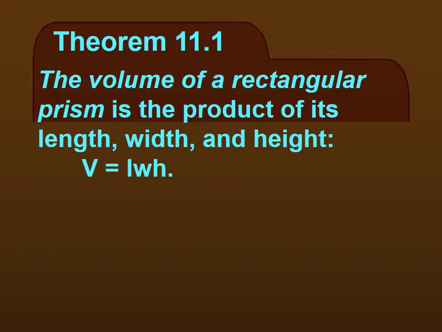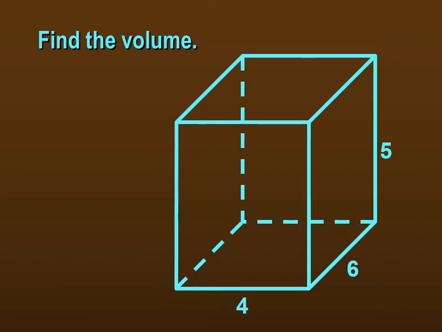All right, let's talk about the formula for the volume of a rectangular prism. The volume of a rectangular prism is the product of the length, width, and height. Remember, for it to be rectangular, it's got to be made up of rectangles. So the volume is the length, the width, and then how tall it is. If this is a rectangular prism and we wanted to find the volume, we would need the length, which would be 4, the width, which would be 6, and the height, which would be 5.